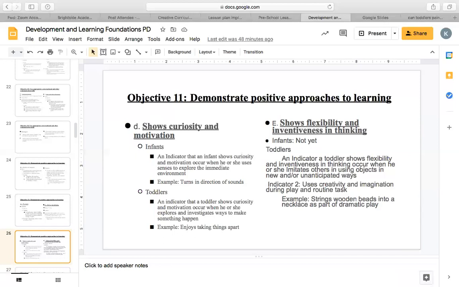Shows flexibility and inventiveness in thinking. Infants, not yet. Toddlers. An indicator a toddler shows flexibility and inventiveness in thinking occurs when he or she imitates others in using objects in new and/or unanticipated ways. Indicator 2. Uses creativity and imagination during play and routine tasks.